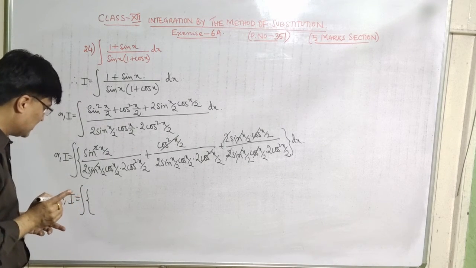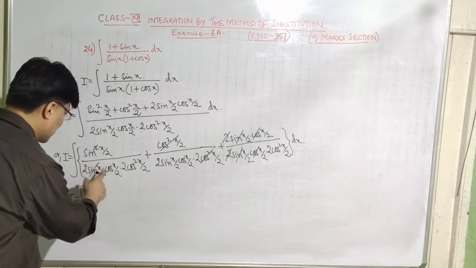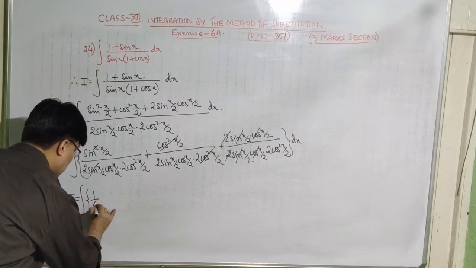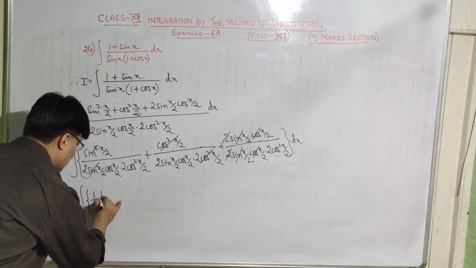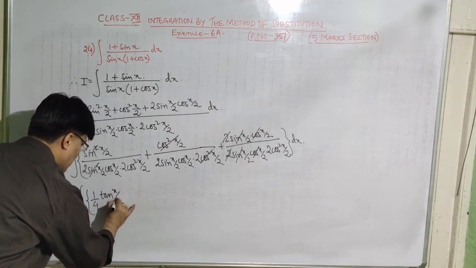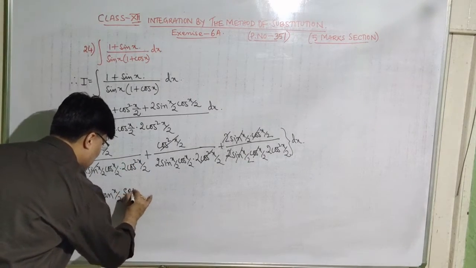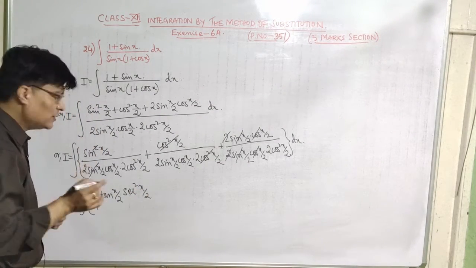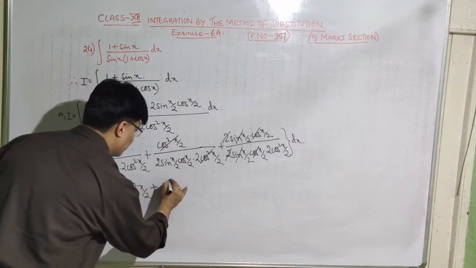Let us simplify it. So now what is sin x by 2 by cos x by 2? So this is your 1/4, this is your 1/4, 2 2s are 4, right? Sin x by 2 by cos x by 2 is tan x by 2, and this is what, 1 by cos square x by 2? This is sec square x by 2. Understood?